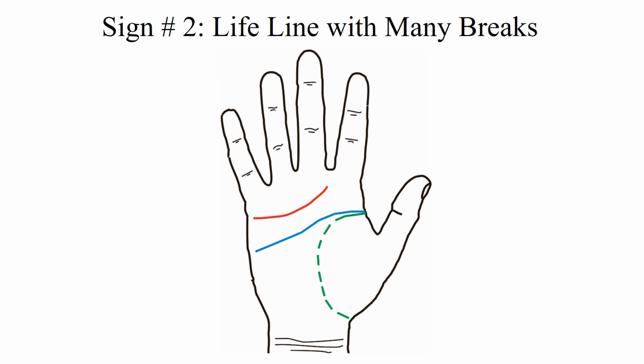Sign number 2. Lifeline with many breaks. The presence of continuous breaks along the lifeline indicates repeated severe health problems. This sign implies that the person would be chronically suffering from one or more health problems. The continuous line, after a break, indicates a period during which the person regains strength, while the break or gap indicates a period during which the person suffers. A person, having this sign, must avoid fatigue that would further degrade a delicate constitution.